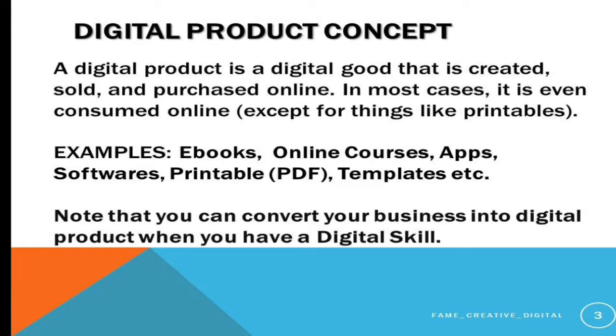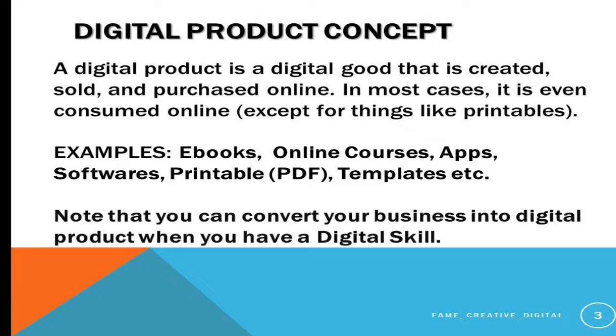We'll look at what digital product is first. I mean the concept. Remember, we're talking about digital skills, and we have 4 different digital skills we want to look into. I know this is a free class. So before we go to digital skills, we want to talk about digital products. What are digital products? A digital product is a digital good that is created, sold, and purchased online. In most cases, it is even consumed online, except for things like printables.